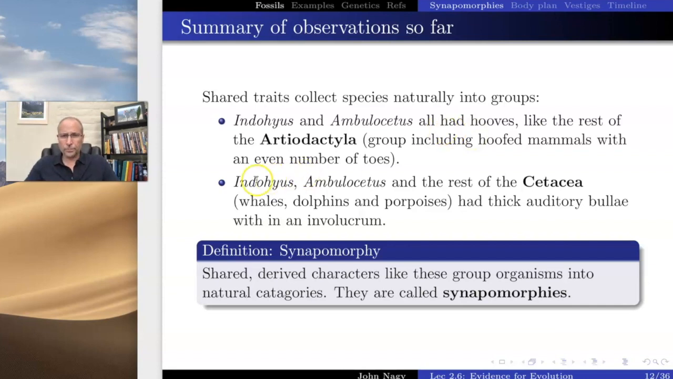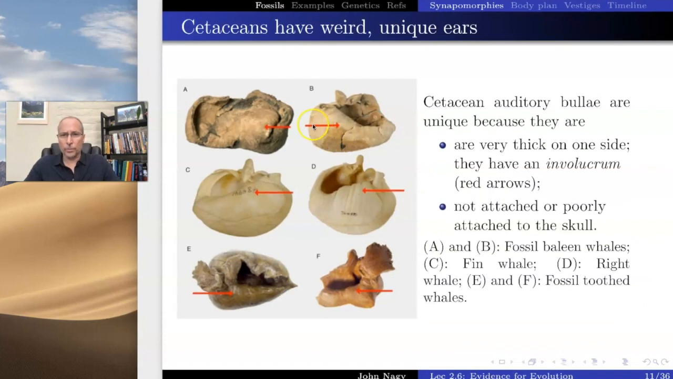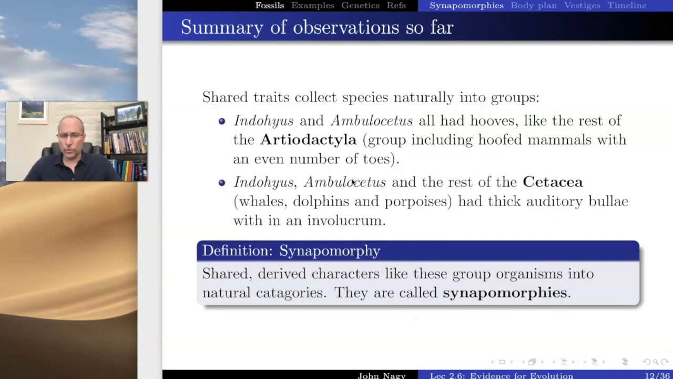But also, Indohyus, Ambulocetus and all of the cetaceans have this involucrum, have this folded, thickened part of their auditory bullae, and that collects them into a group. And what's interesting is when you have one characteristic, one trait, that collects individuals into a group, oftentimes there are other traits that fit into that group. So for example, Indohyus and Ambulocetus had hooves and the same kind of ear bones. Oddly though, the cetaceans don't have hooves. But of course they wouldn't. They swim in the water and so they have fins. We'll get to that in a moment.